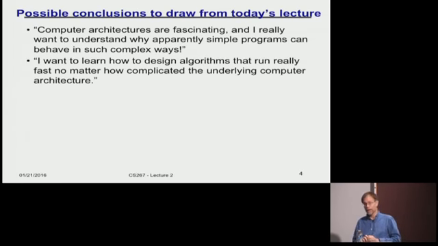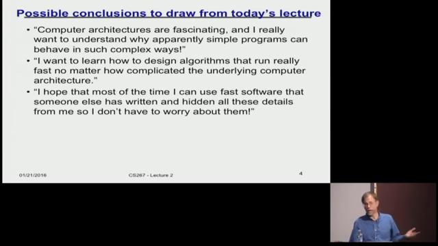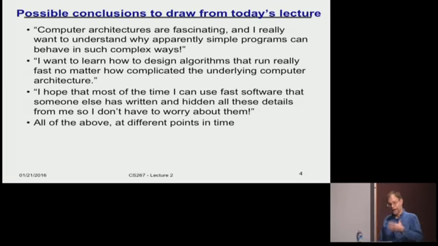You might also like to draw the conclusion, I'd really like to hide all that. I'd like to learn how to design algorithms so they behave well no matter what complicated stuff lies underneath the surface. And you might also say that I hope somebody else worries about that for me. I just want to know how to find the best tools that automatically run as fast as possible, and I don't have to worry about any of that stuff. I mean, I know somebody has to worry about it, but I want somebody else to do it. And any of those are perfectly reasonable. And at different points in your career or during the course, you may have different attitudes toward all these things.